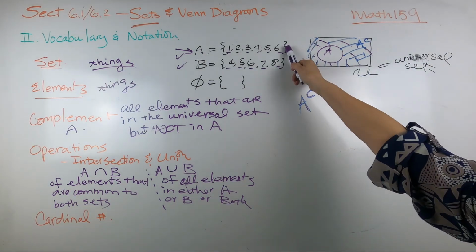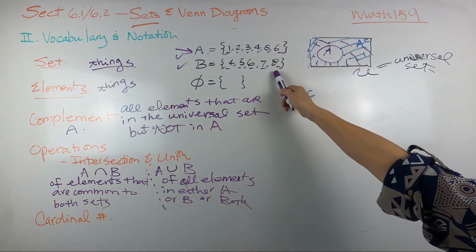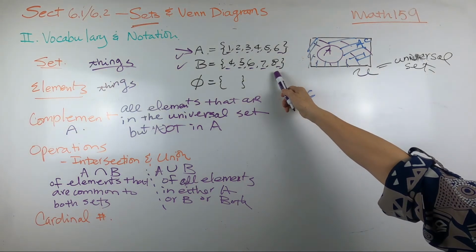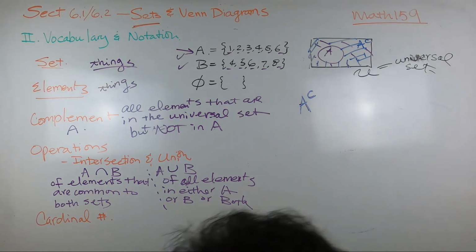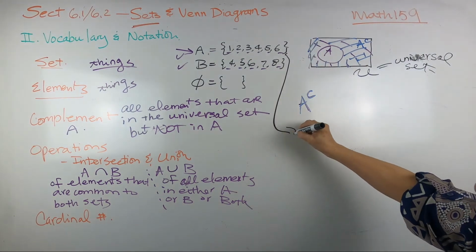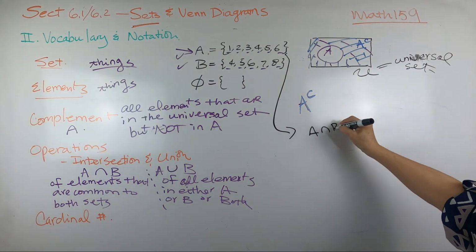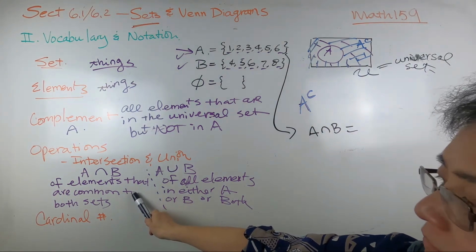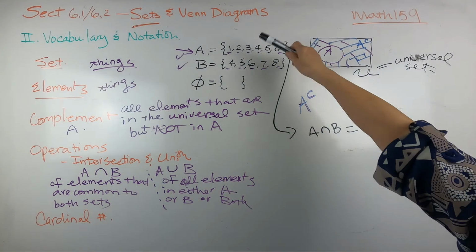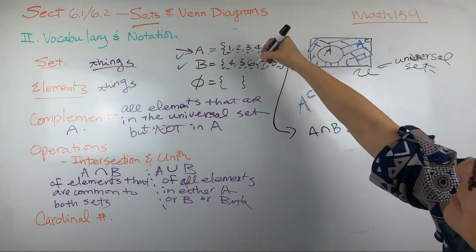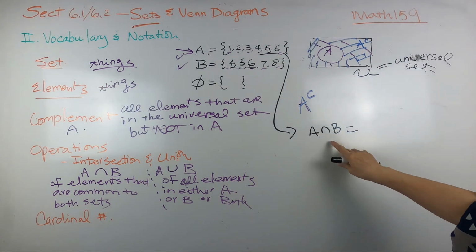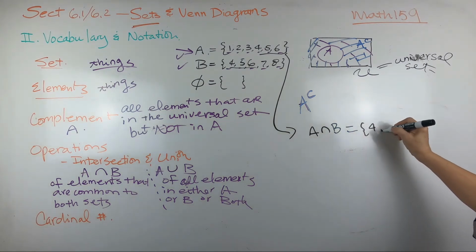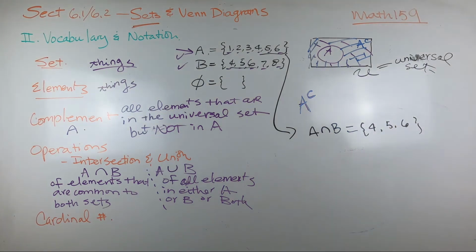Then if my A is this and B is this, what is my A intersect B? That means the elements that are common to both sets. What do you think is in common? 4, 5, 6. Right? So A intersect B would be your 4, 5, 6.